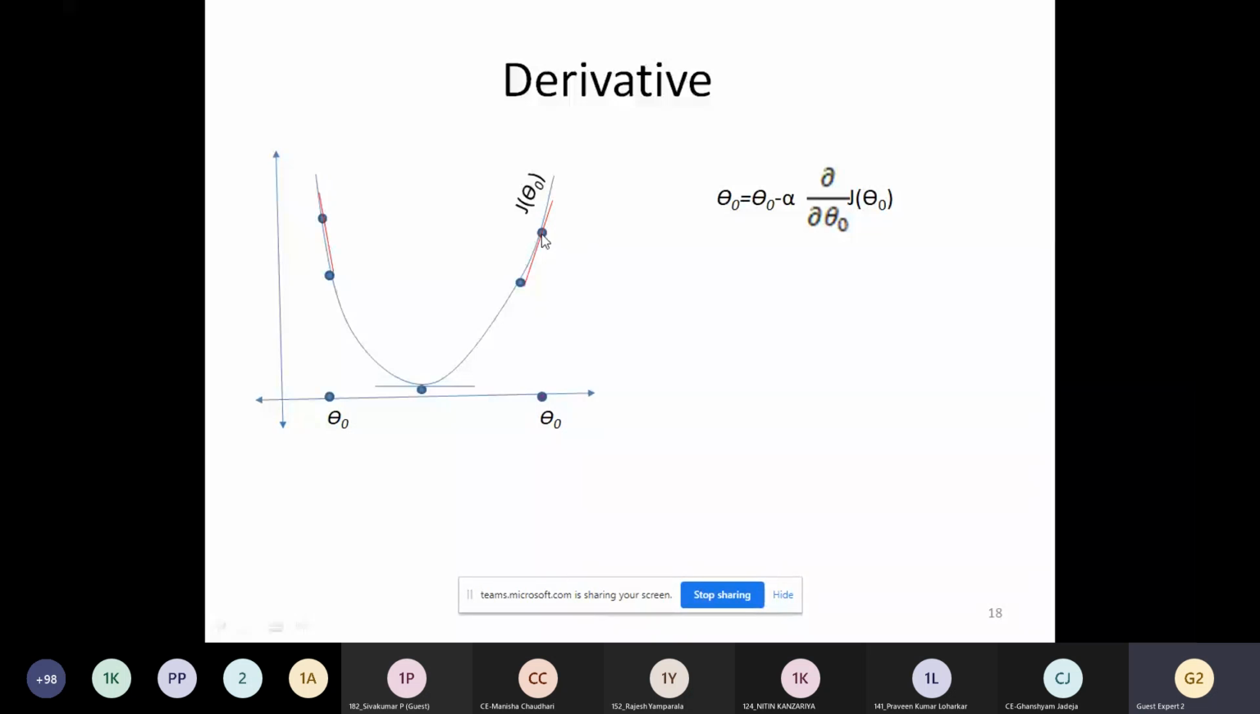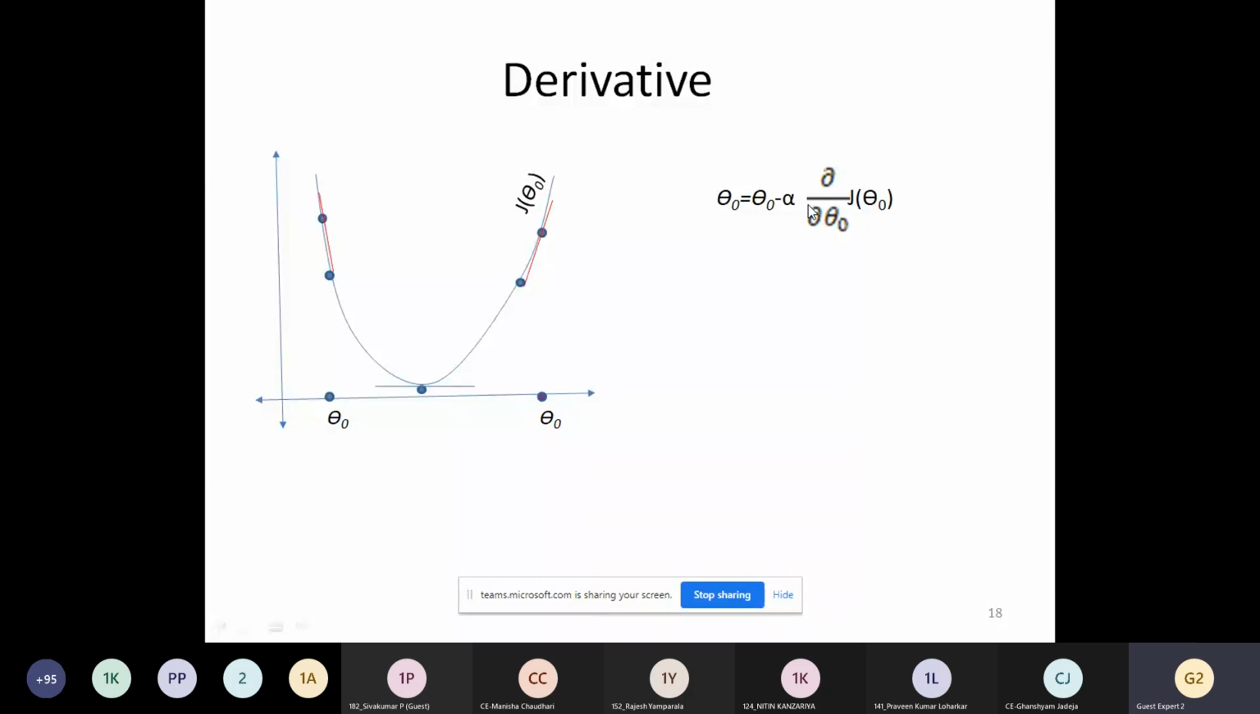Now, if I assume that the initial value of theta 0 is this, then the derivative of J(theta 0) is nothing but the slope of the tangent drawn at that point on my cost curve. Now, you can see that the slope of this tangent is positive, so theta 0 is equal to theta 0 minus alpha into some positive number, that is the slope of the tangent.